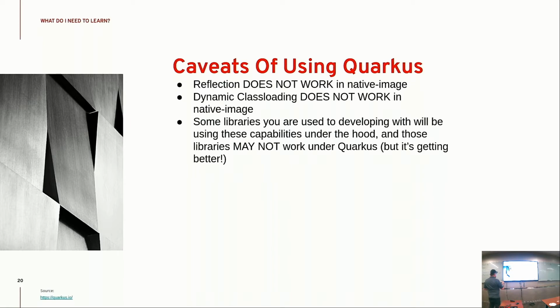But it is getting better, and Quarkus is adding support for lots and lots of libraries. What they're doing is making Weld smarter about those libraries so that it can know what it needs to pull in when it bakes that native image.